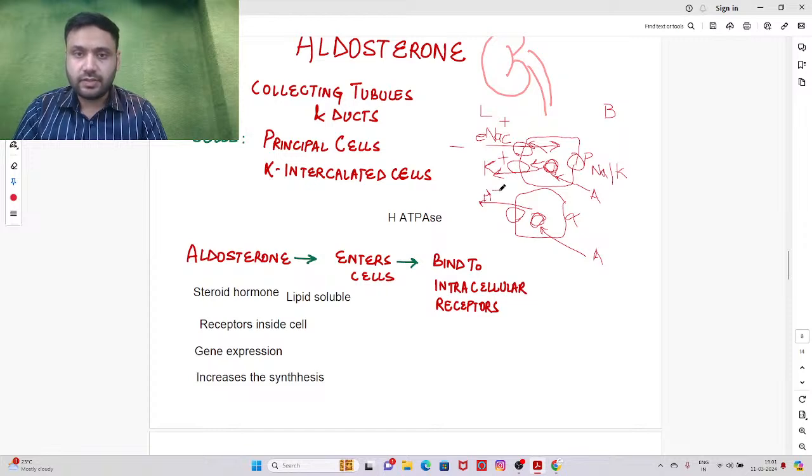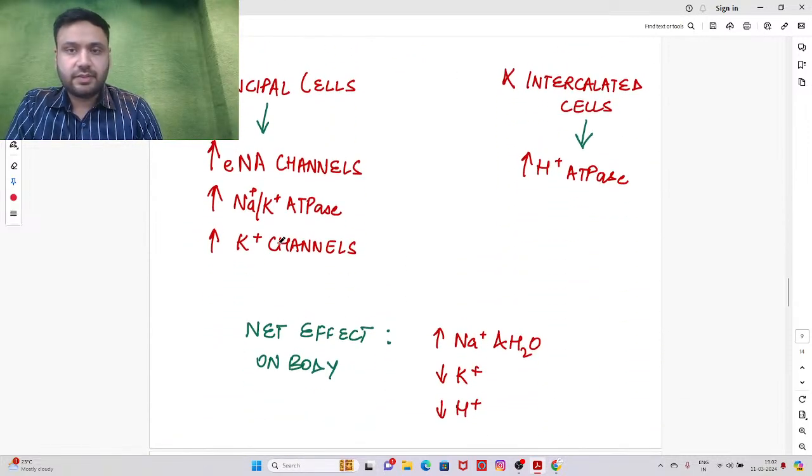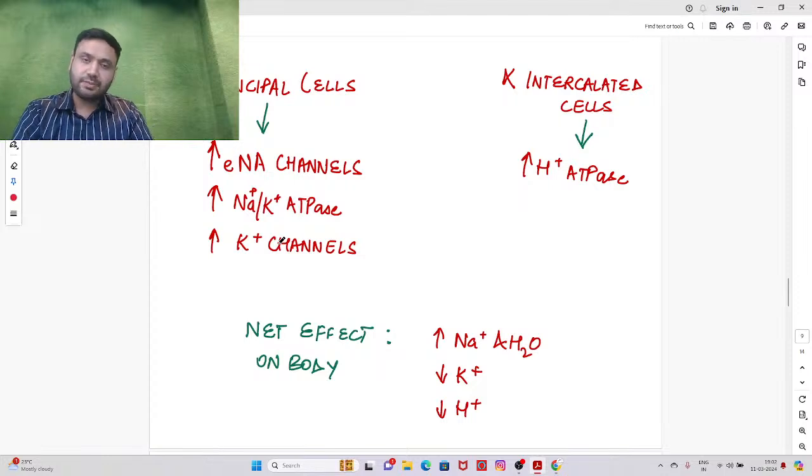It will increase the excretion of hydrogen ions into the lumen, where it will combine with ammonia to be excreted in the form of ammonium chloride or other salts, right? So yes, let's move on to the next slide. I believe we have already described this.